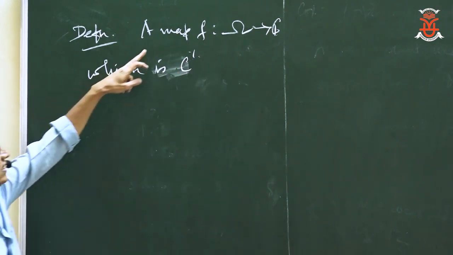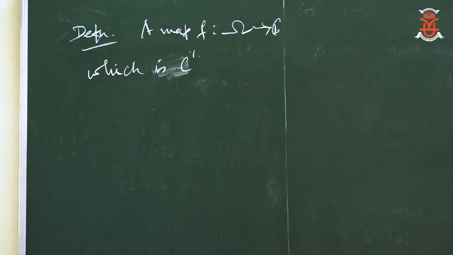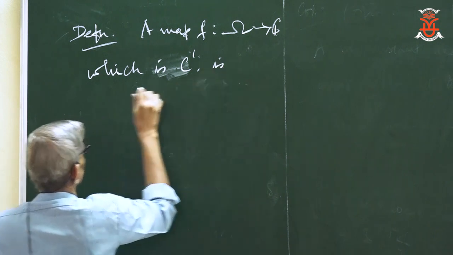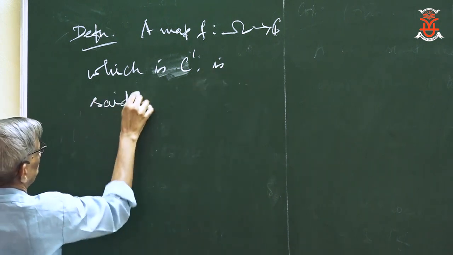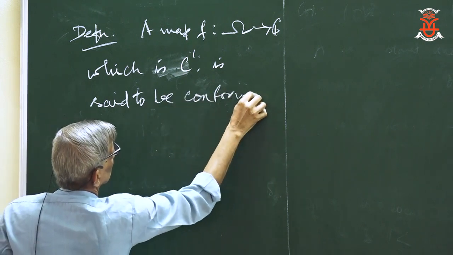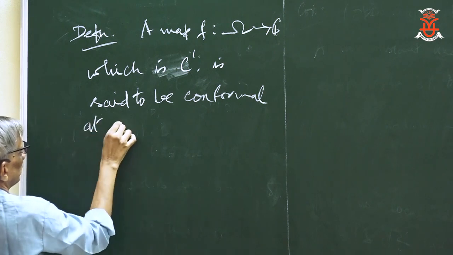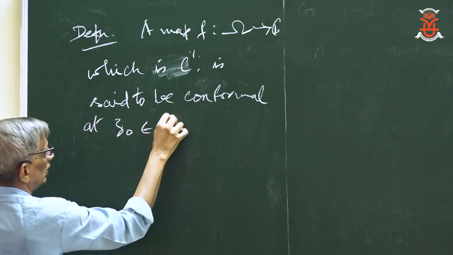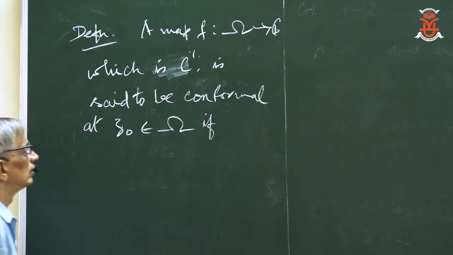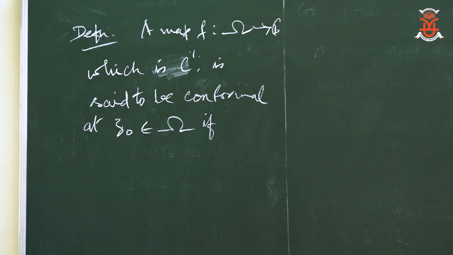A C1 map you can write. When do you say f is C1? f is u plus iv. So u and v both are C1. That means they have continuous first partial derivatives. It is said to be conformal at z0 in omega if it preserves angles at z0.